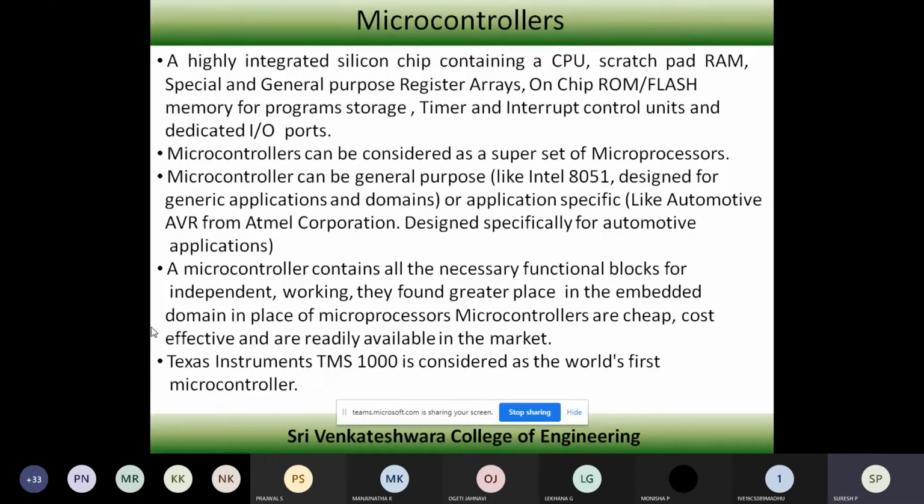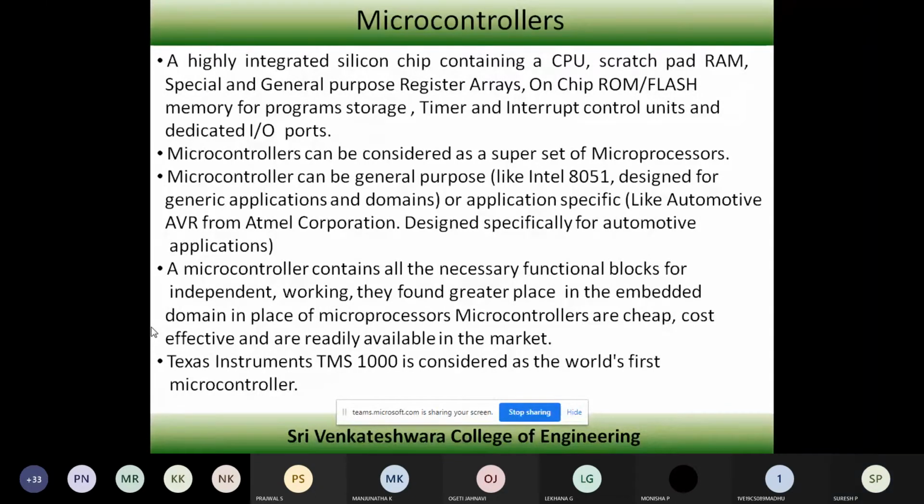So it contains CPU, RAM, and specified register arrays inside your microcontroller, that is inside that chip only. On chip, that is inside the IC only, you are going to have the ROM or flash memory for program storage, and the timer and interrupt control units and dedicated IO ports, which will communicate with the specific devices. Microcontrollers can be considered as a superset of microprocessors. So microcontrollers are considered as the superset of microprocessors.